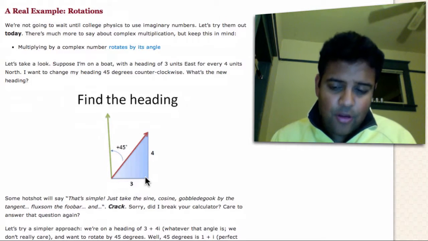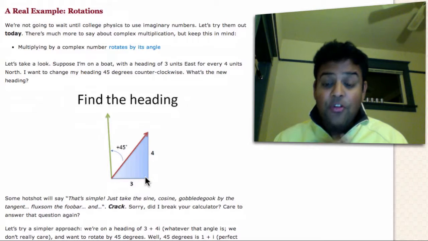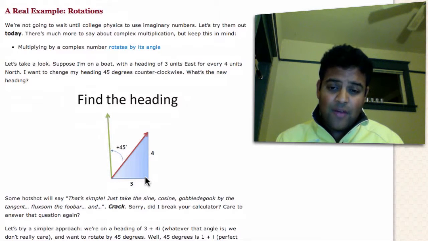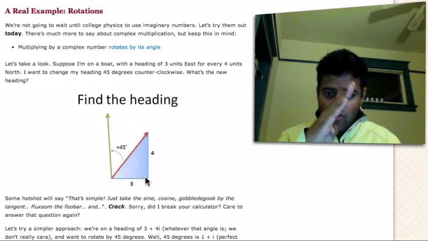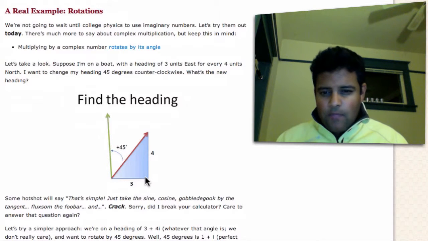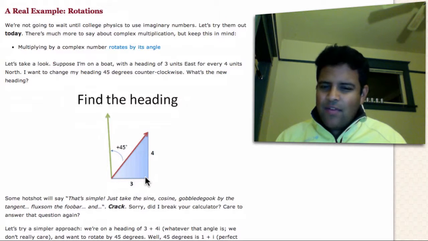And now the captain tells you, or I guess you're the captain, you decide that you want to turn the ship 45 degrees. Okay, that's fine. You just want to turn it 45 degrees. You're on some heading, and you want to turn it. What is that new heading? And it's actually kind of a hard problem. If you don't know anything about imaginary numbers, how would you figure this out?